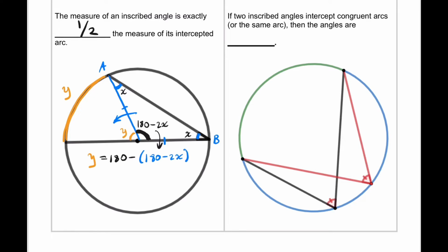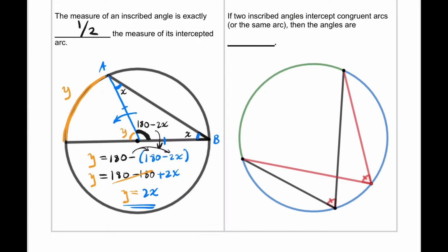Check this out. How do I solve this for y? 180 minus, this minus distributes out. So I'm going to get 180 minus 180 plus, that sign's going to flip, 2x. What's 180 minus 180? It's 0. Exactly, so these cancel. And so you're left with y is equal to 2x. Y is equal to 2x.